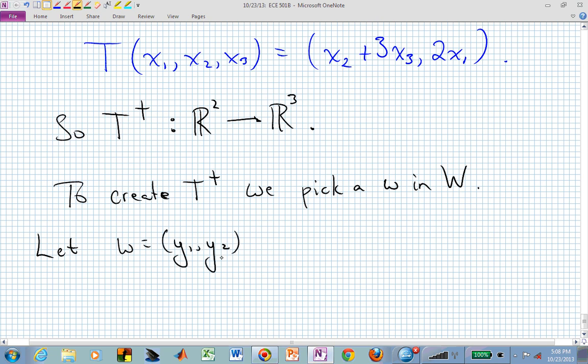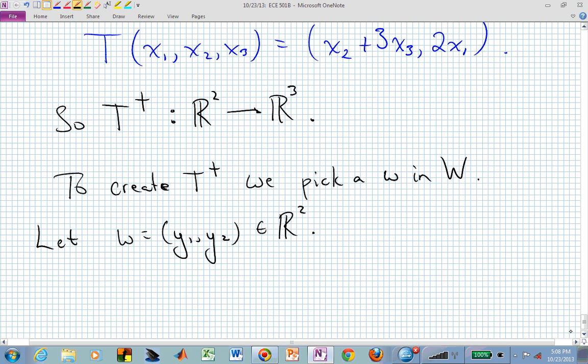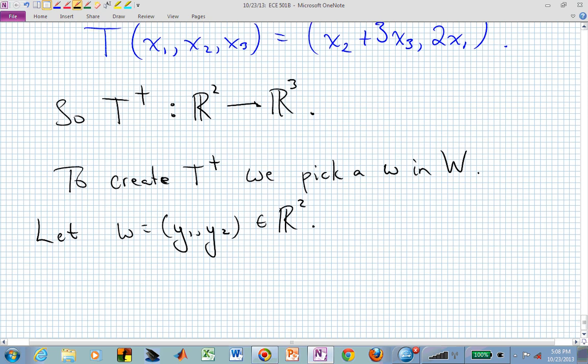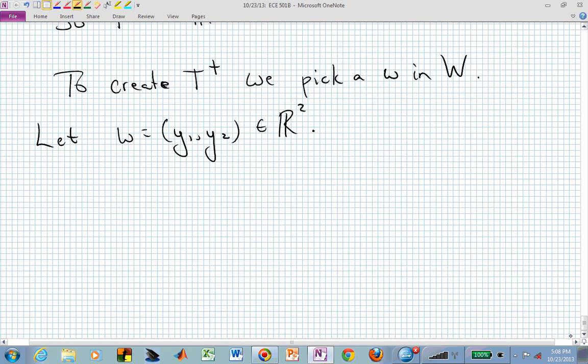We were dealing with X's in V. Let's deal with Y's in W. So now we have W is Y1, Y2. Those are our two coordinates, and those are yet to be determined. We don't know what those are, or those are just given. And we need to know, how do we map Y1, Y2 in 2 space into 3 space?